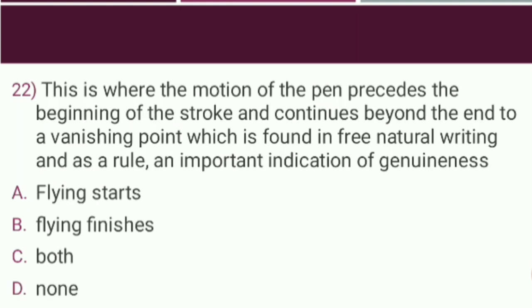22. This is where the motion of the pen precedes the beginning of the stroke and continues beyond the end to a vanishing point, which is found in free natural writing and as a rule an important indication of genuineness. A. Flying starts. B. Flying finishes. C. Both. Or letter D. None.